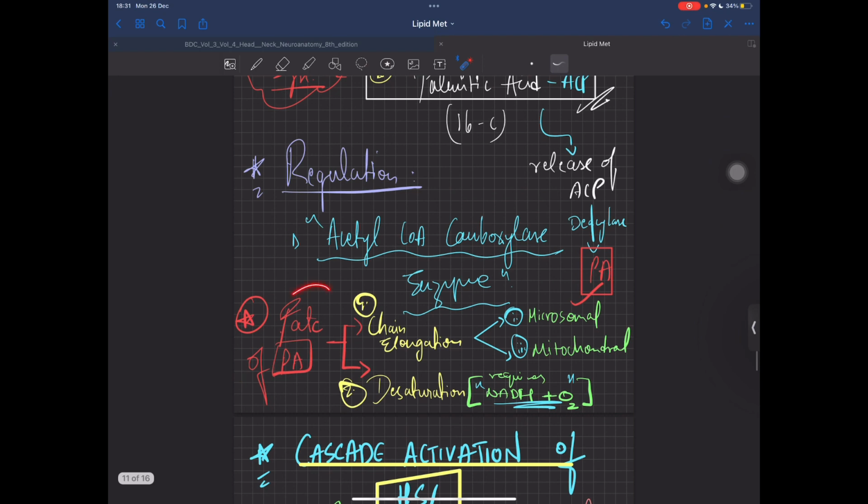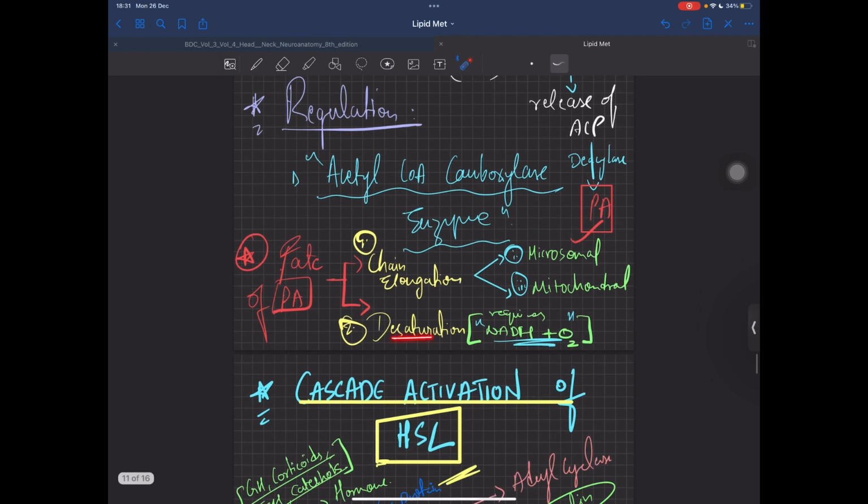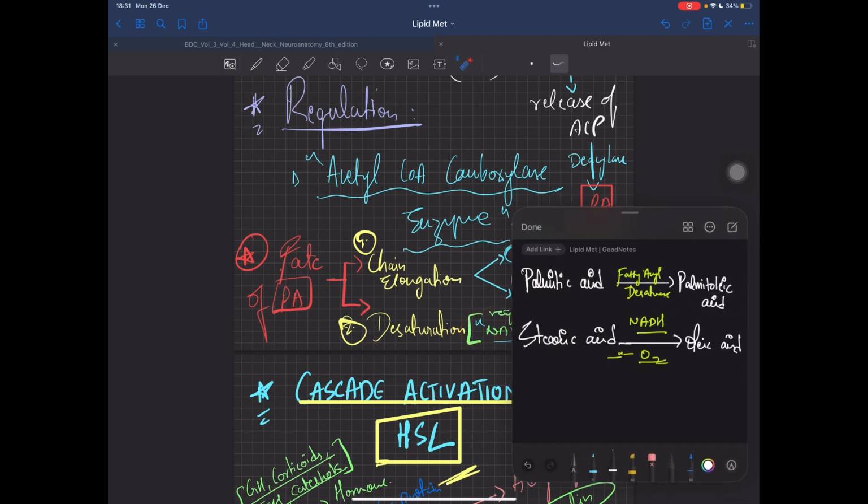Now, coming to the fate of palmitic acid, there are 2 fates that palmitic acid faces. The first one is chain elongation, the second one is desaturation. Under chain elongation, there are 2 types: microsomal chain elongation and mitochondrial chain elongation. And desaturation is a process which requires NADH and molecular oxygen, which converts palmitic acid into palmitoleic acid and stearic acid into oleic acid under the action of fatty acyl desaturase.